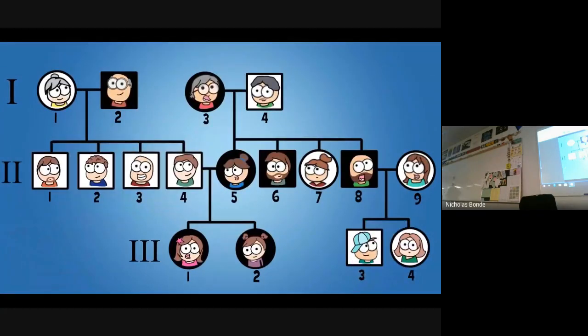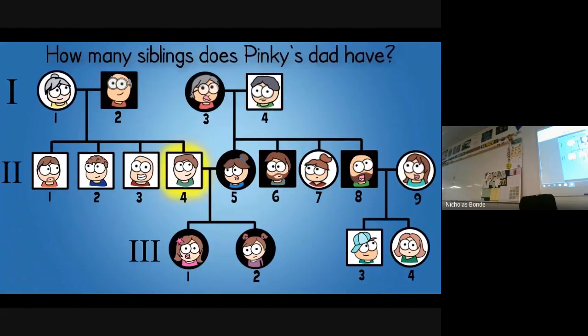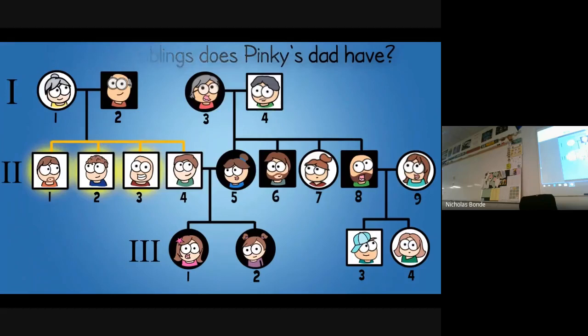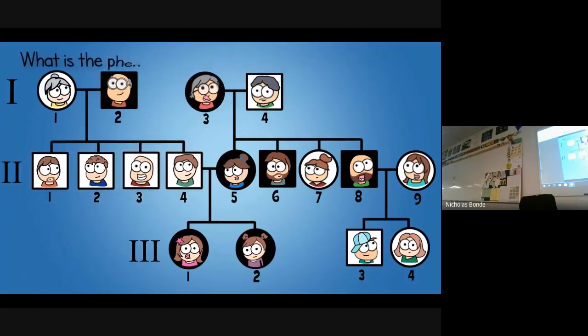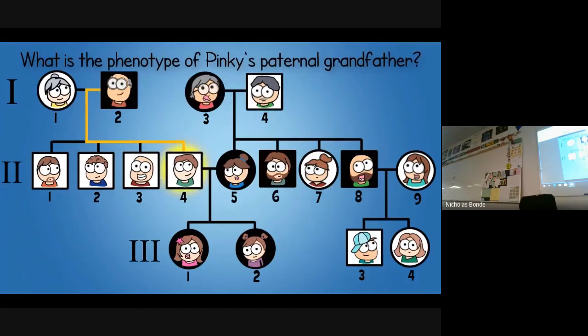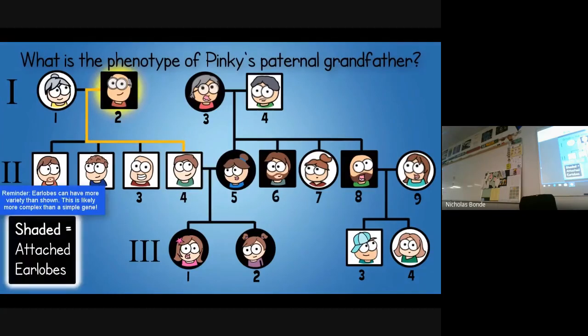Okay, just to make sure you understand this, how many siblings does my dad have? Well, look, here's my dad in generation 2, number 4. He has 3 siblings, all brothers, right here. What is the phenotype of my paternal grandfather? Well, look, here's my dad. Here's my dad's dad. That would be my paternal grandfather. And because his square is shaded, that means his phenotype is attached earlobes.